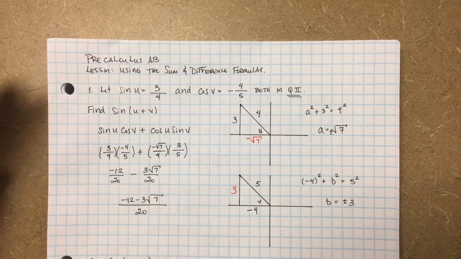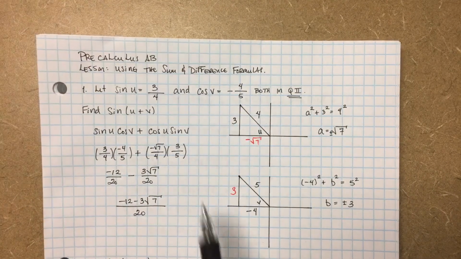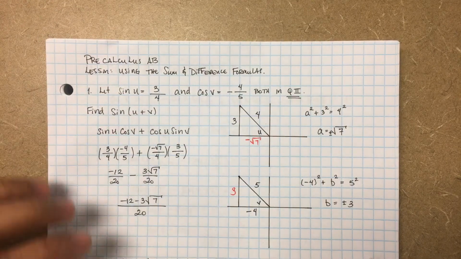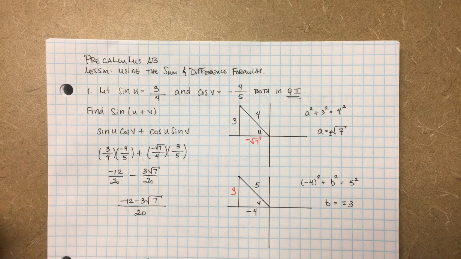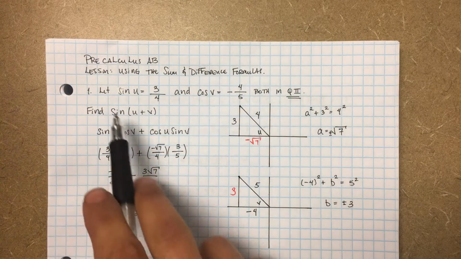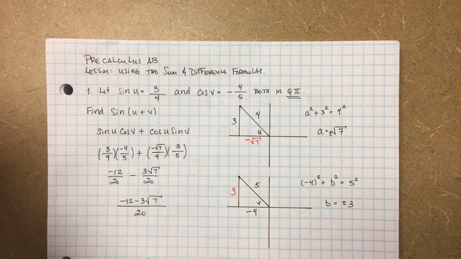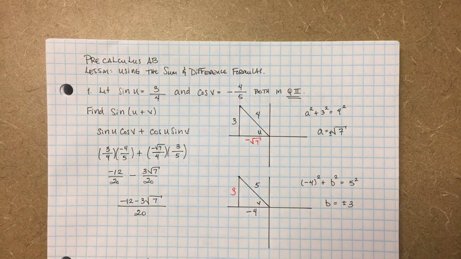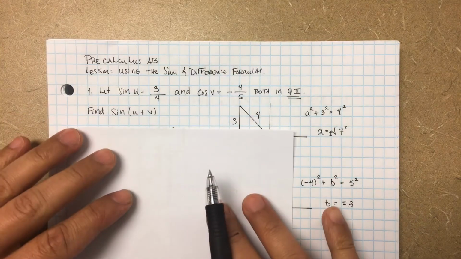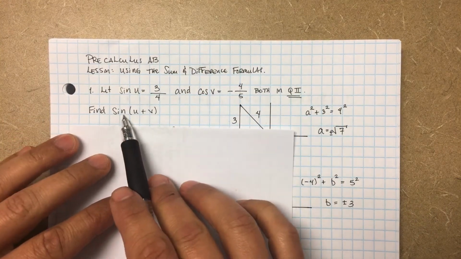Hey guys, I want to go ahead and talk about some more examples of using the sum and difference formulas. I think the easiest way for me to do it is just lay it out for you guys and explain what I did. Essentially, this is the problem. It says let sine of u equal 3/4 and cosine of v equal -4/5, which are both in the second quadrant. Now the question is asking us to find sine of u plus v.